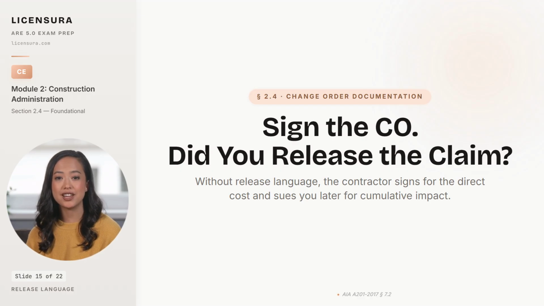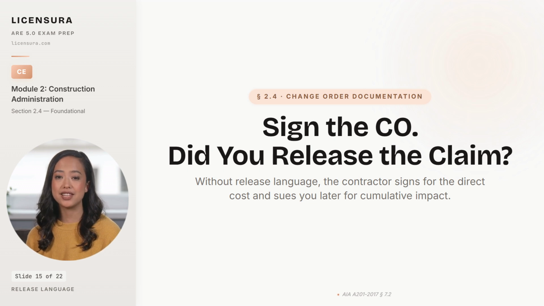Most architects sign change orders the same way they sign expense reports, focused on the dollar amount, not the language around it. That habit is the change order trap that catches more architects than any other in the CE domain, signing a change order without release language.